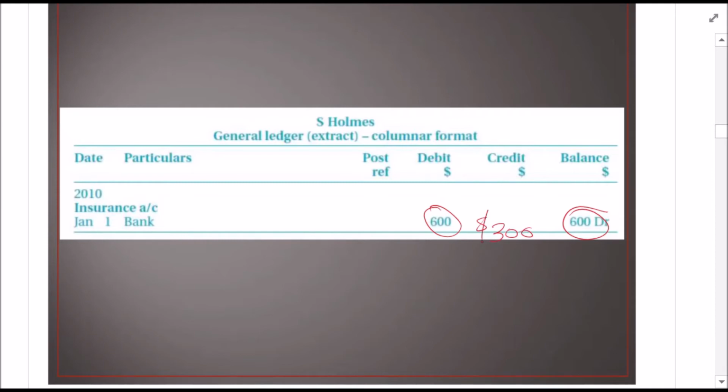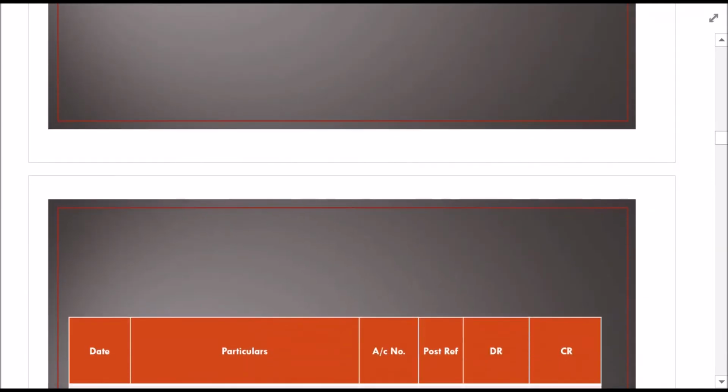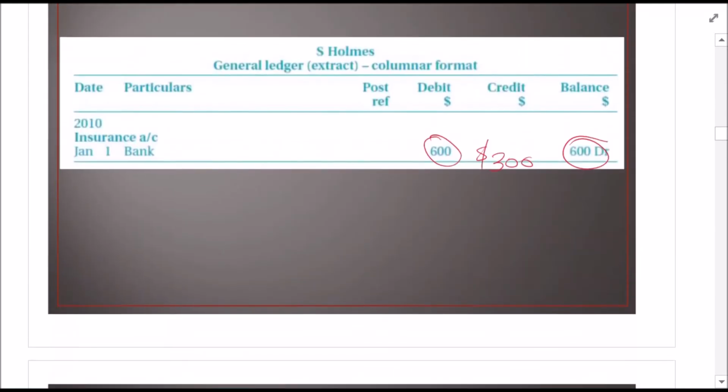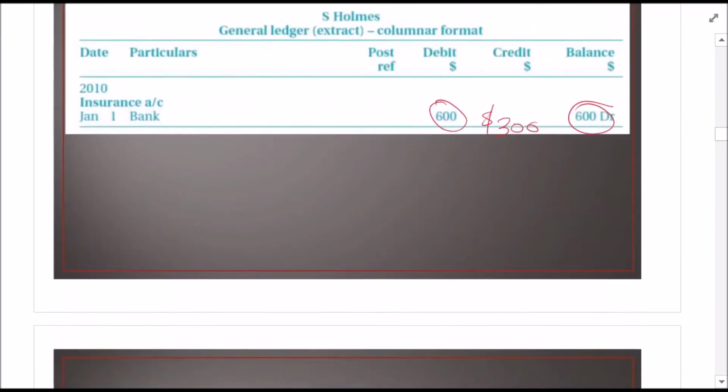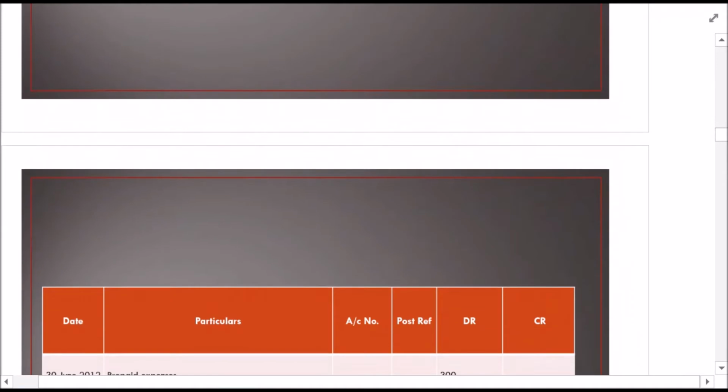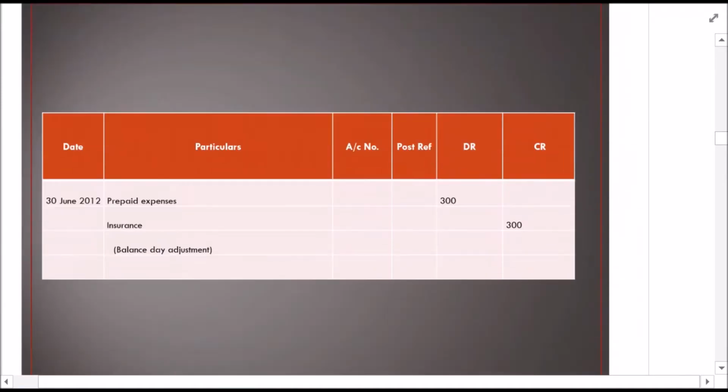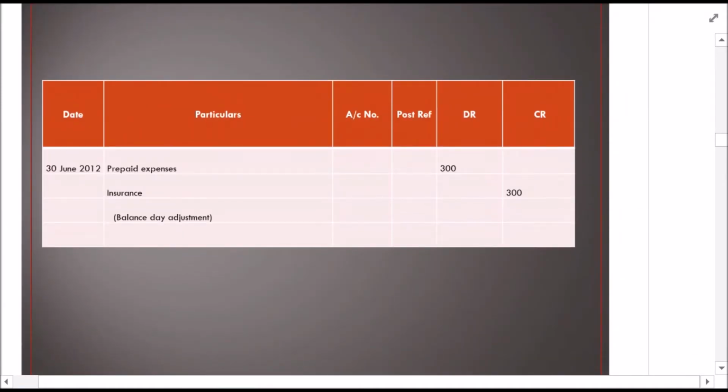We need to take that $300 out of that account and place it into a little holding area, the prepaid expense. So the prepaid expense account is an asset.